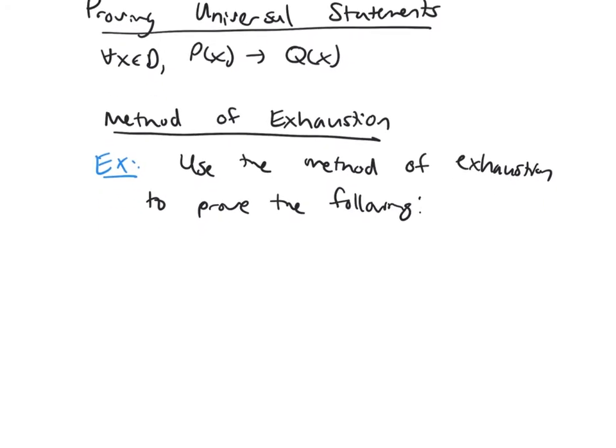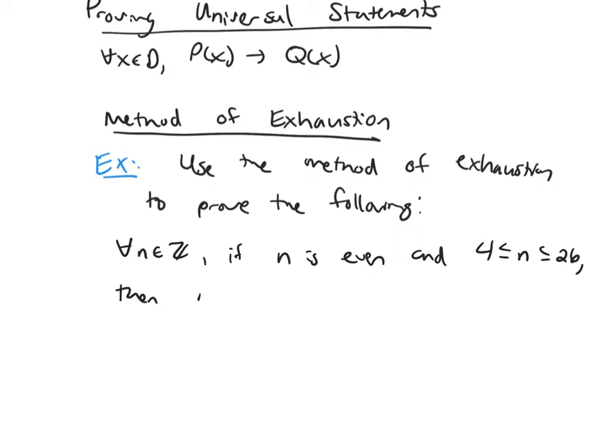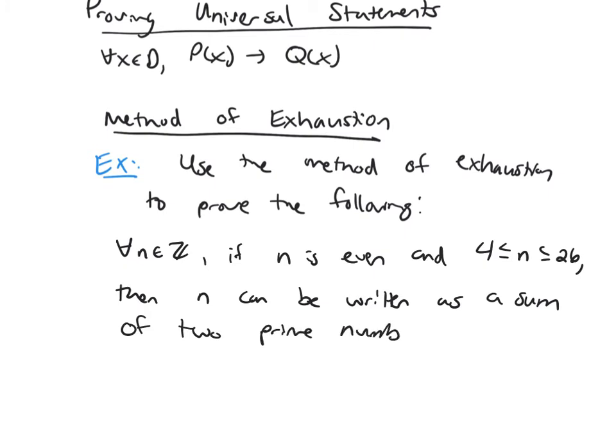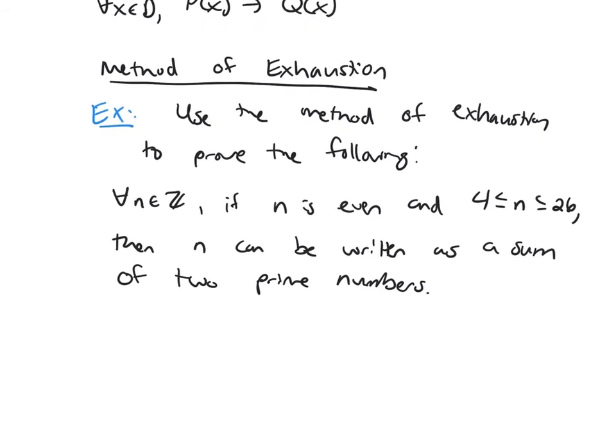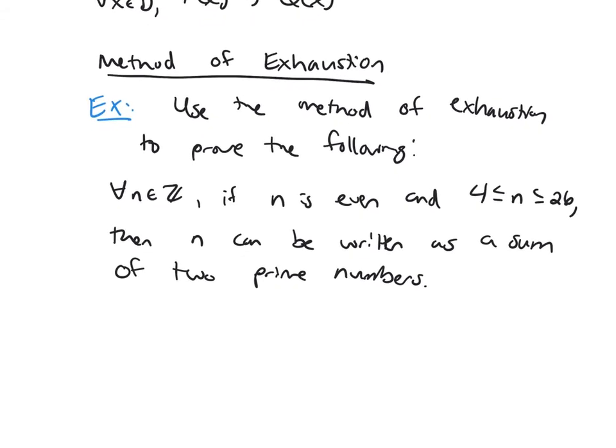So the statement we want to prove is that for all integers n, if n is even and between 4 and 26, then n can be written as a sum of two prime numbers. So we're going to look at n is even and between 4 and 26.